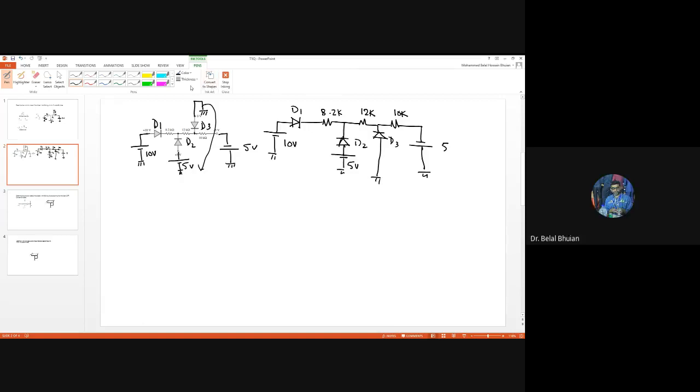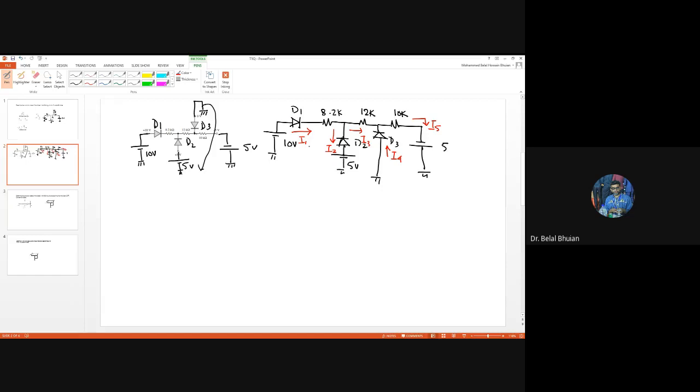Fine. So let's say I want to determine the conduction state. Also, I want to determine the current. Let's say I assign the currents arbitrarily: I1, I2, I3, I4, I5. You see, they are all arbitrary.